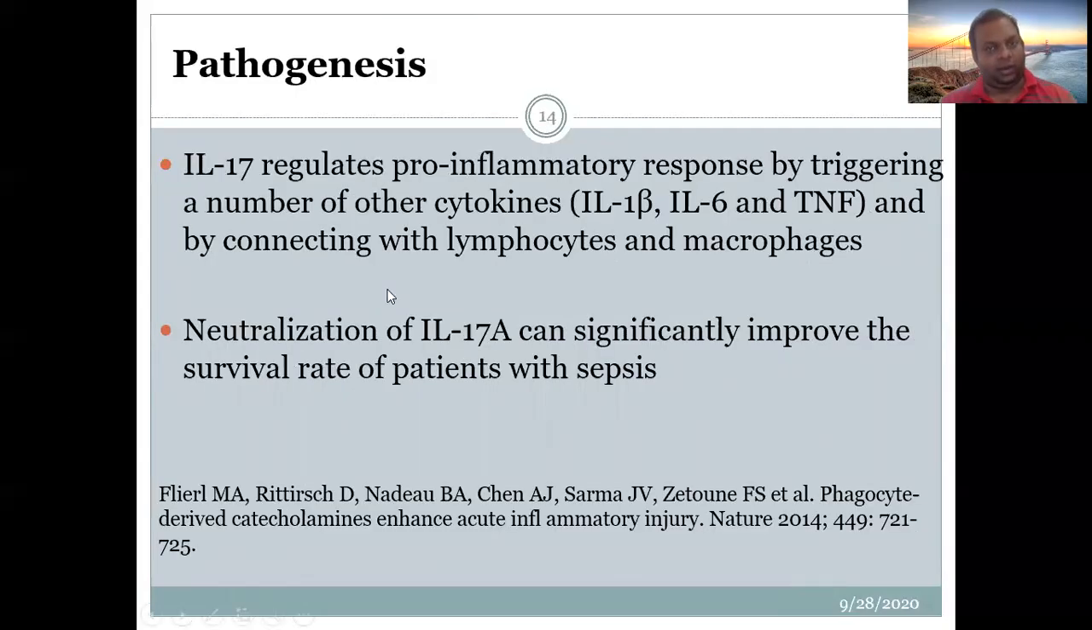IL-17 is a regulatory cytokine, triggering a number of other cytokines, IL-1 beta, IL-6 and TNF-alpha, connecting with lymphocytes and macrophages. Neutralization of IL-17A can significantly improve the survival rate of patients with sepsis. So IL-17 in sepsis is not good. With the presence of an IL-17 antagonist, anti-IL-17, which is a neutralization, survival of sepsis is high in those patients.